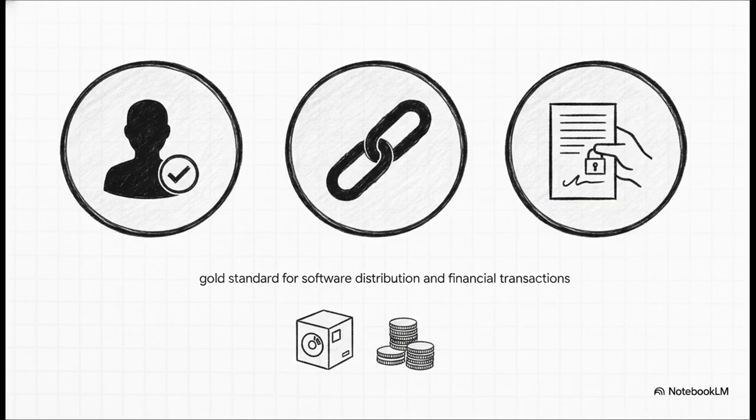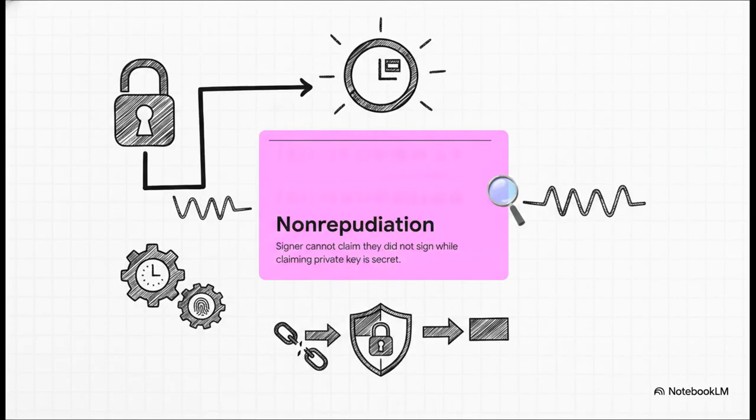Number 1, authentication. You know with absolute certainty who the sender is. Number 2, integrity. You know the message was completely unaltered in transit. And number 3, non-repudiation. The sender cannot possibly deny signing it. These 3 guarantees clearly lay out exactly why digital signatures are the absolute gold standard for things like software distribution and high-stakes financial transactions. Let's break down that heavy vocabulary word for a second, non-repudiation.